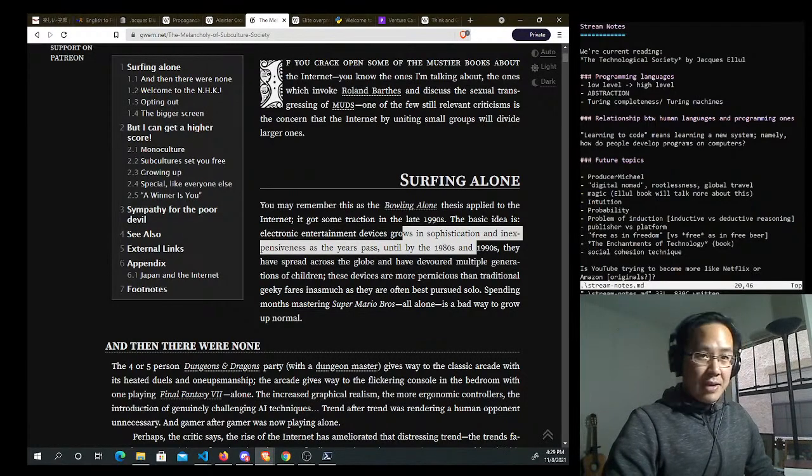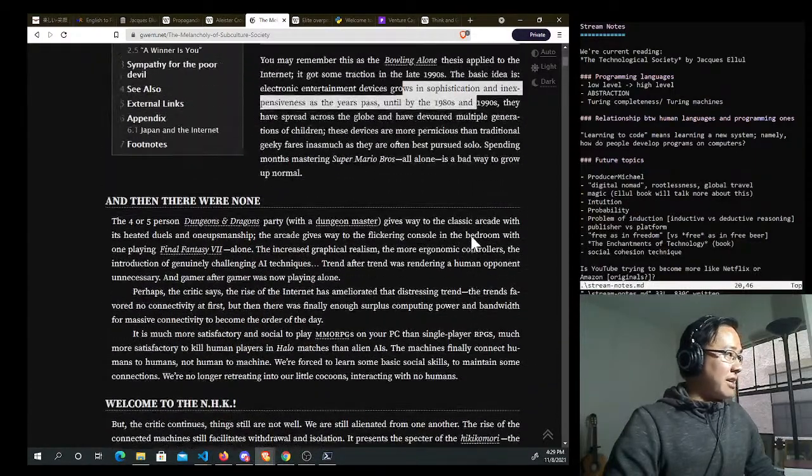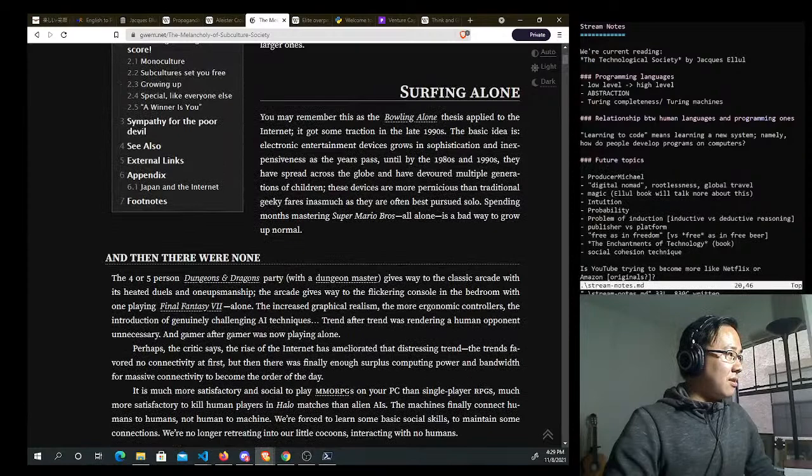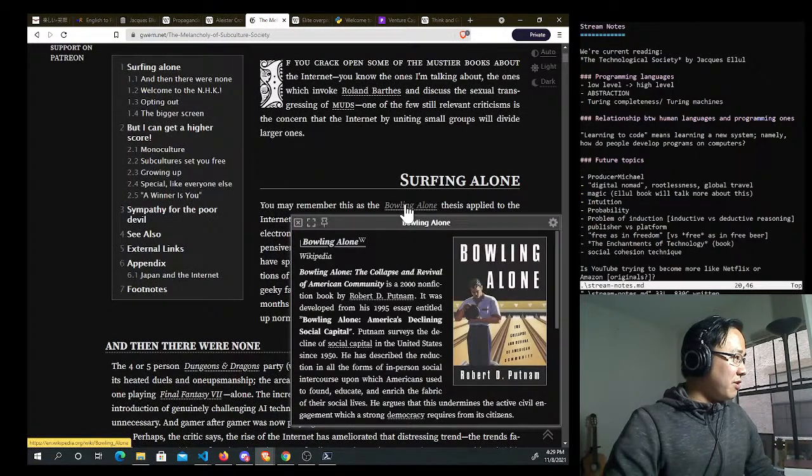Okay, back to safe spaces, and then let's get back to this surfing alone passage. Yeah, you may remember this as the bowling alone thesis. So there's this book, Bowling Alone: The Collapse and Revival of American Community, by Robert D. Putnam, 2000.